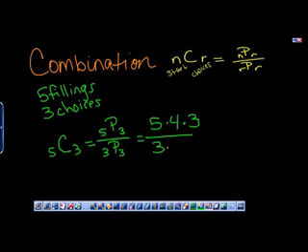And then we do the 3, 2, 1. 5 times 4 is 20. 20 times 3 is 60. 3 times 2 is 6. Times 1 is 6 as well. We get 10 possible choices.